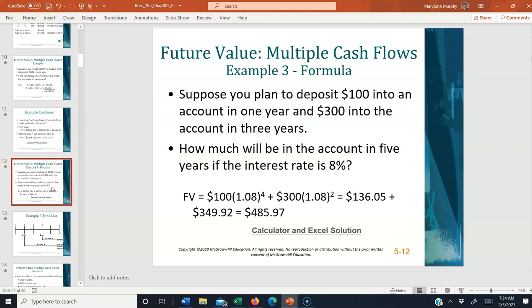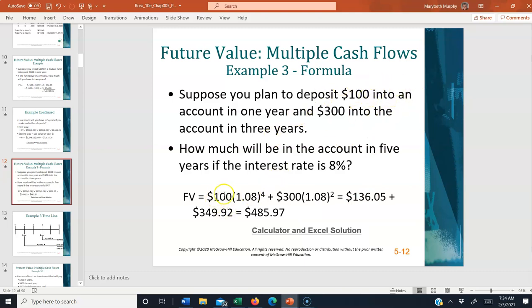Example number 3. Suppose you plan to deposit $100 in an account in 1 year and $300 into the account in 3 years. How much will be in the account in 5 years if the interest rate is 8%? Okay, so we're going to deposit $100 into an account in 1 year.